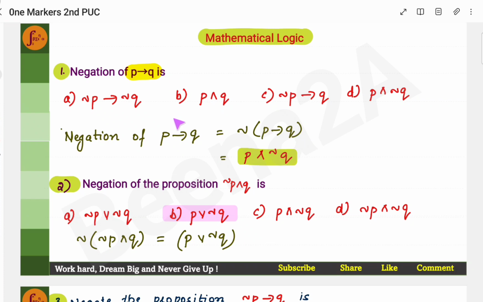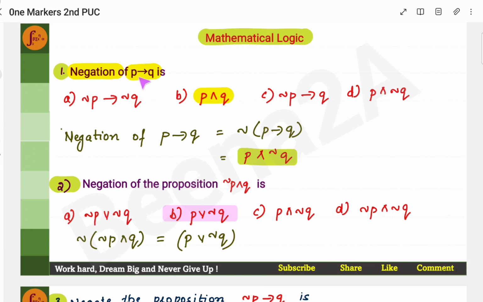So we'll have to remember all the De Morgan's laws, associative laws, distributive laws, negation laws, right? Very important. We'll have to remember the negation laws. There are negation laws for conditional operation, for AND operation, for OR operation, and also for biconditional, right? We'll have to remember those negation laws.